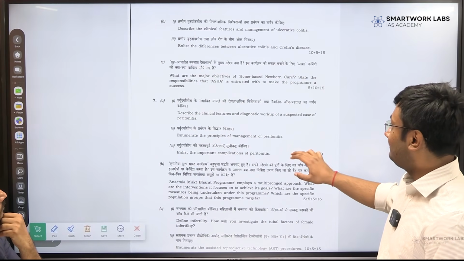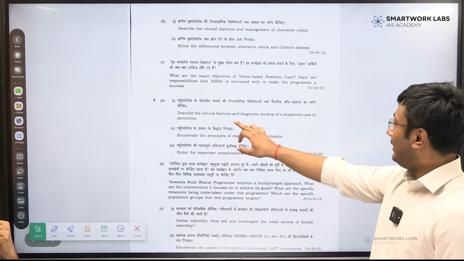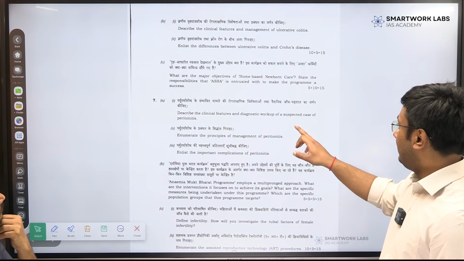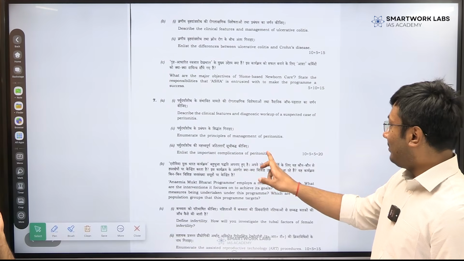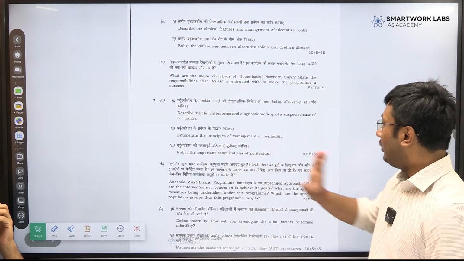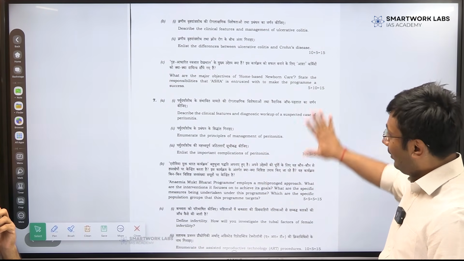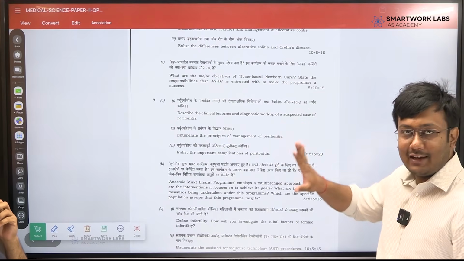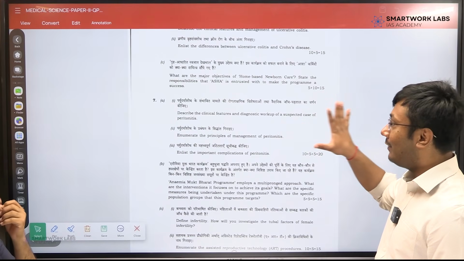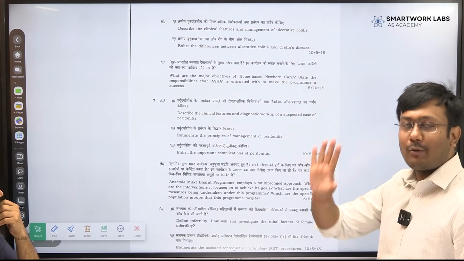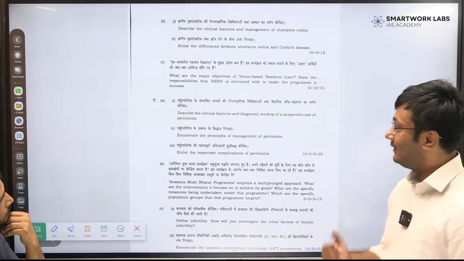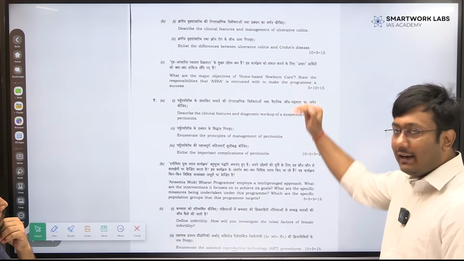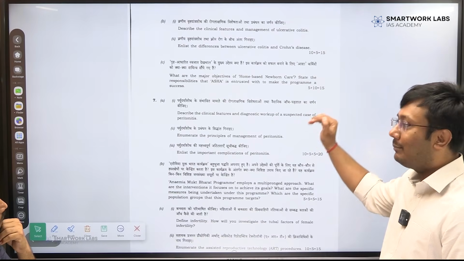Now, the seventh question. Describe the clinical features and diagnostic workup of a suspected case of peritonitis. Enumerate the principles of management of peritonitis, enlist the important complications of peritonitis. If we compare this question with our professional examination, this is a long question where they just ask about peritonitis and we have to write everything that we know about it. This is also a similar question, but subheadings and sub parts have been provided in it.